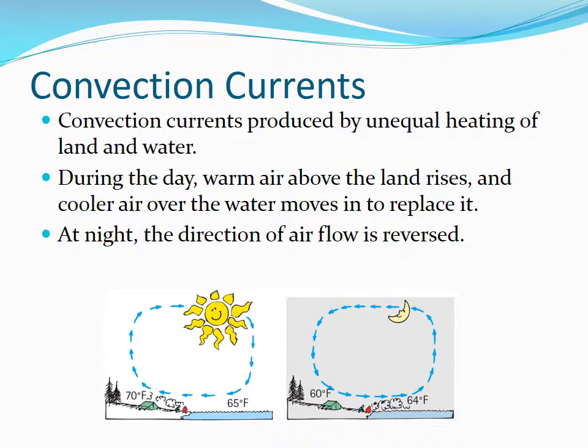Convection currents in air are produced by unequal heating of land and water. During the day, warm air above the land rises, and cooler air over the water moves in to replace it. At night, the direction of airflow is reversed. You almost always experience a breeze at the ocean shore.